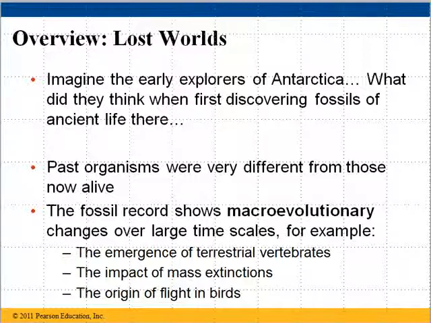And the fossil record is a great way of seeing some of these macroevolutionary changes that have occurred over these vast amounts of time. So we're talking major categorical changes like the emergence of terrestrial vertebrates, the impact of mass extinctions, which there have been numerous, the origin of flight in birds, major things that have shaped the biology of our planet. Remember, macroevolution is the broad pattern of evolution above the species level, so we're talking about major groups of living creatures and how those have come to be.